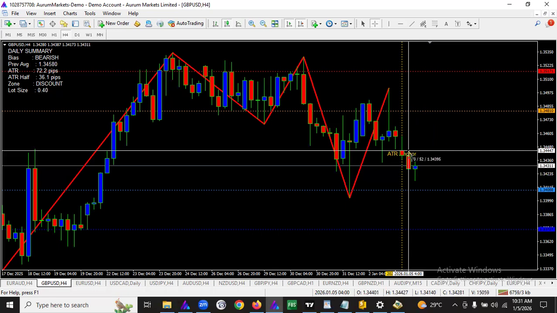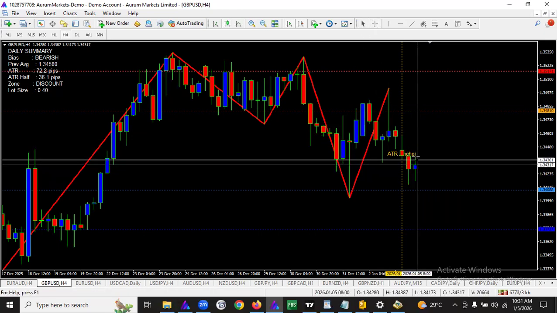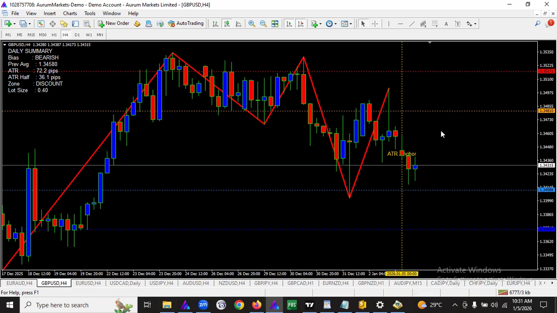Now, if this market has gone down by 36 pips, you know what will happen? This entry will adjust. If the market gets to this level, this your entry level 1 will adjust. It will calculate 36 pips from the current market price and adjust entry level 1 and entry level 2. Isn't that interesting?